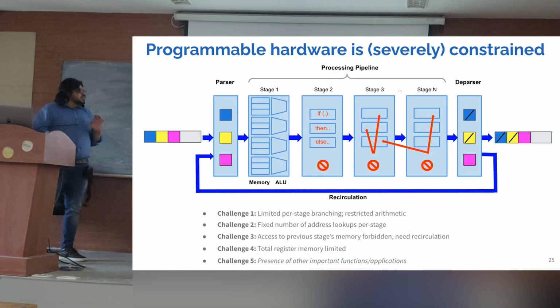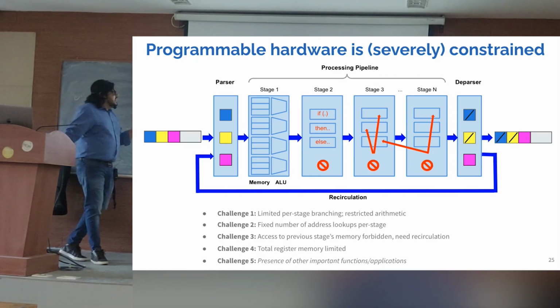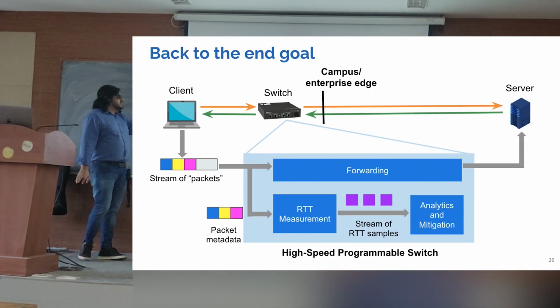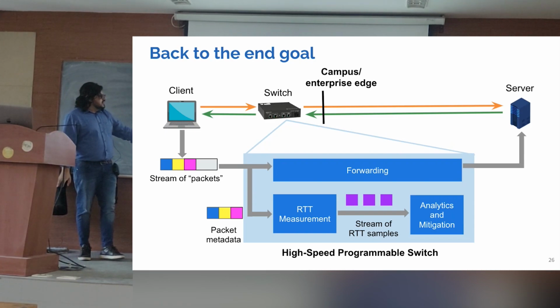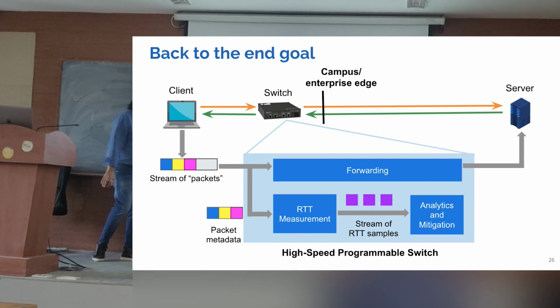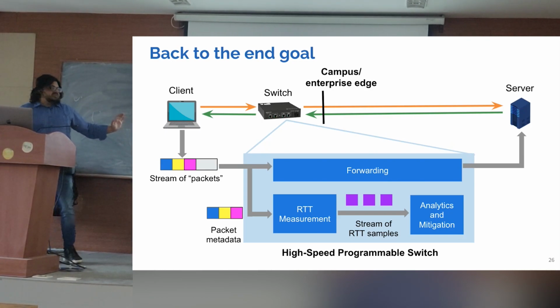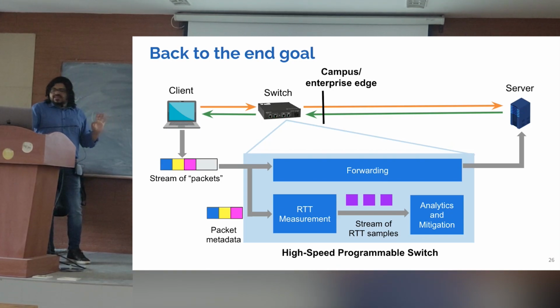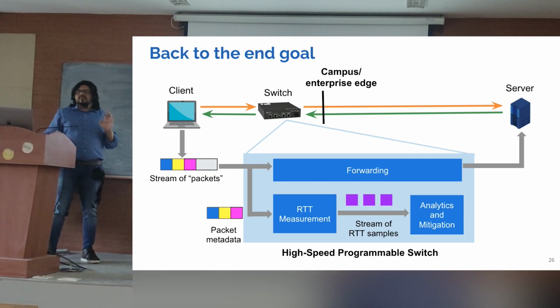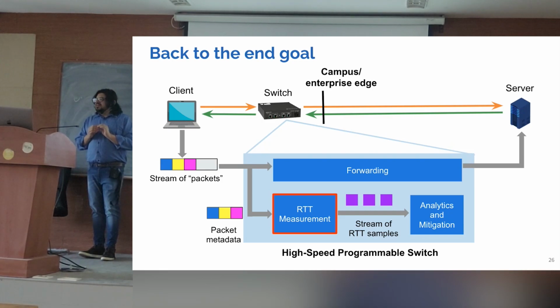All right. So I'll come back to the end goal. I'll remind you of this picture, this thing that we wanted to achieve. We have this high-speed programmable switch. We have the packets coming in. We want to measure RTT. And then something else does the analytics and mitigation. So we'll focus on the RTT measurement part now, specifically for TCP. At this point, I'll ask if anybody has questions.